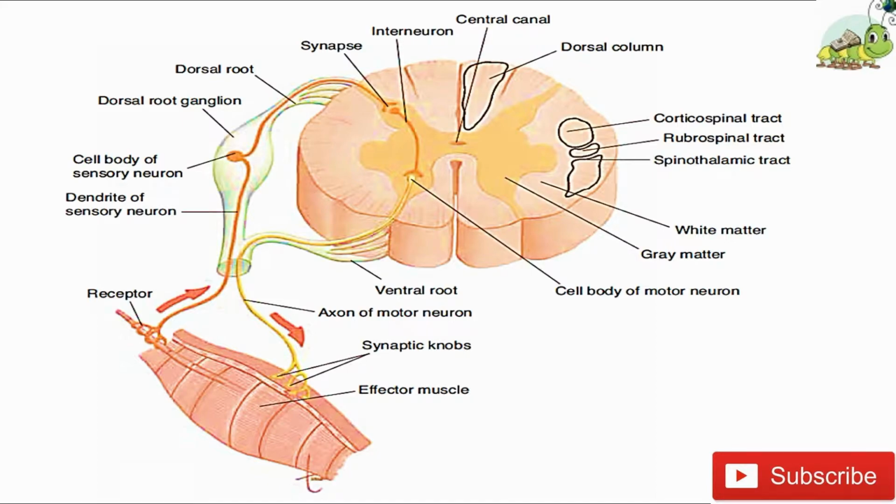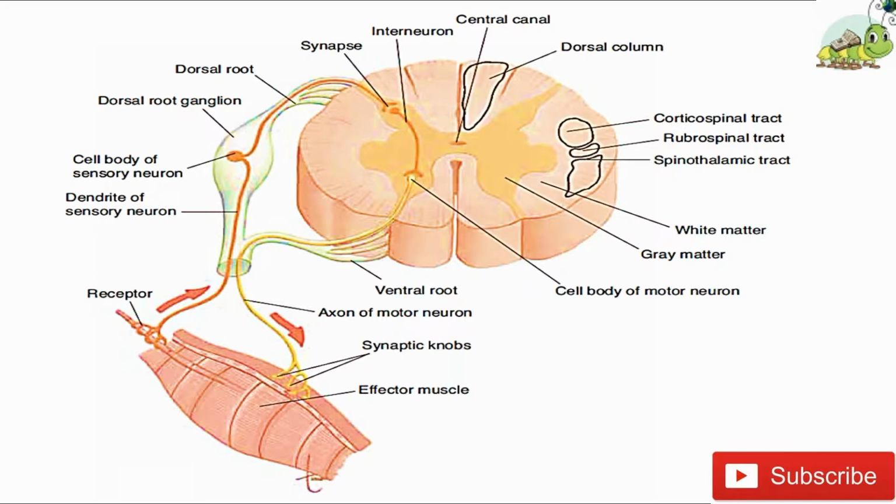Number 2. Pseudo-unipolar. They have one axon which is divided into two branches by the presence of the cell body. Sensory neurons are all pseudo-unipolar. Number 3. Bipolar. These neurons have two processes arising from a central cell body, typically one axon and one dendrite. These cells are found in the retina.